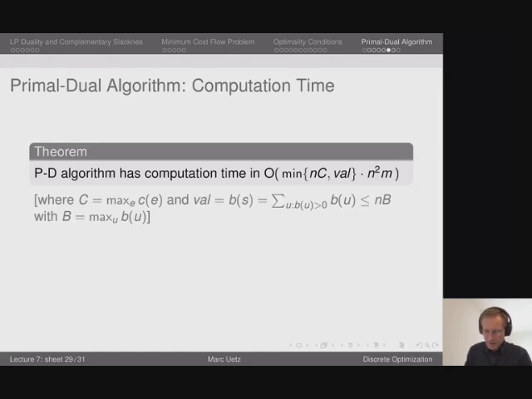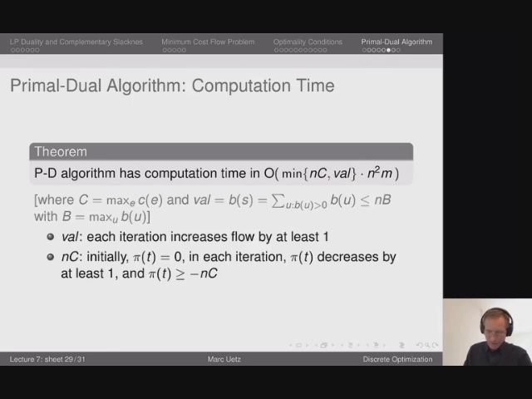And that means here we have an upper bound on the number of iterations of the algorithm. So this C, for instance, is just a maximum cost coefficient, and the value is just the value of the flow that we want to send from S to T, right? I think the first statement is clear. So since in each iteration we are sending at least a flow value of 1, after value many iterations, we will have to be done, right?